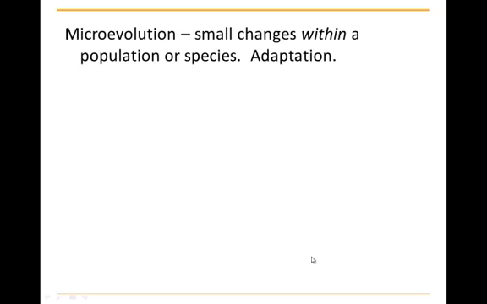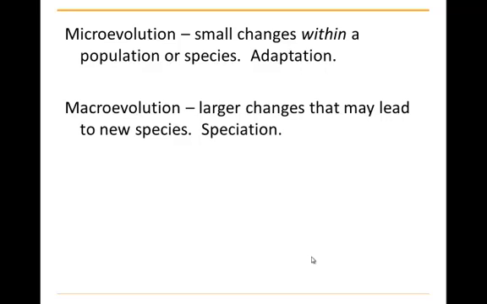And one is microevolution. A microevolution is considered small changes of the gene pool within a population or species. This is adaptation, how a particular lineage comes to match its environment. So that's microevolution. Macroevolution are larger changes in the genetic structure of a population that may lead to new species, speciation.